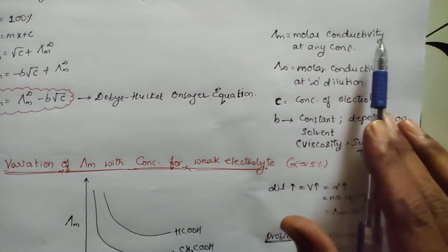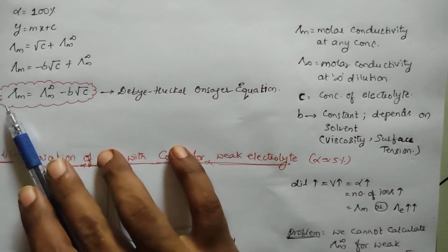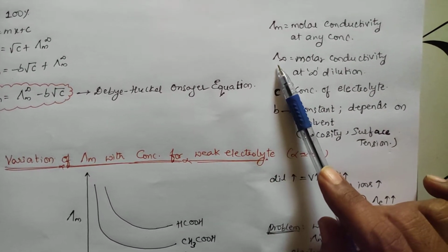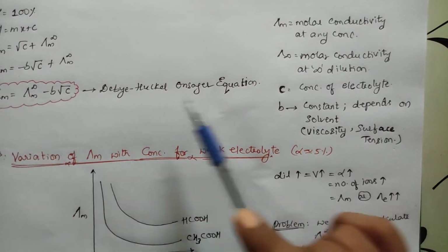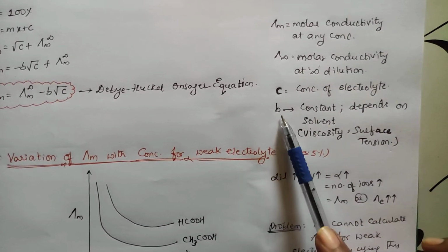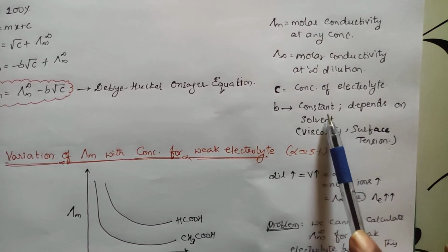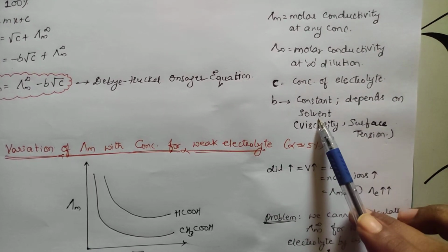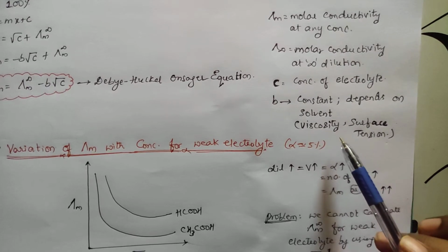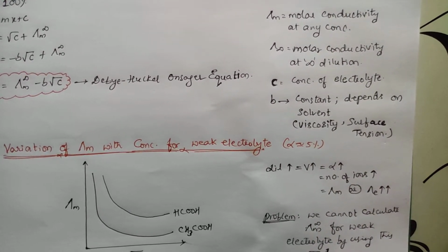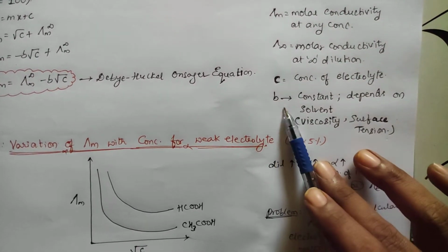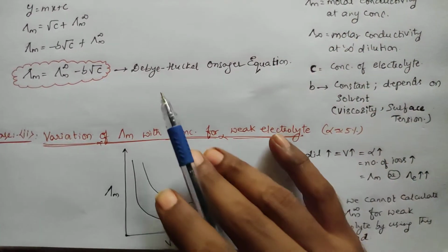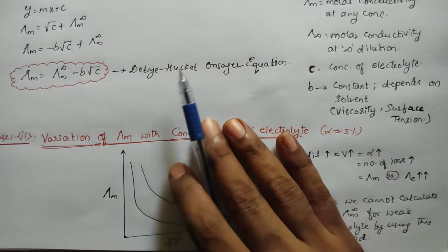Lambda m is the molar conductivity at any concentration, whatever we have written on the y-axis. Lambda m infinity is the molar conductivity at infinite dilution, c is the concentration of the electrolyte, and B is taken as a constant. Regarding B, you will be learning again that B depends upon the solvent, factors of the solvent like viscosity, surface tension, whatever is present. So that is the graph with respect to the strong electrolyte.